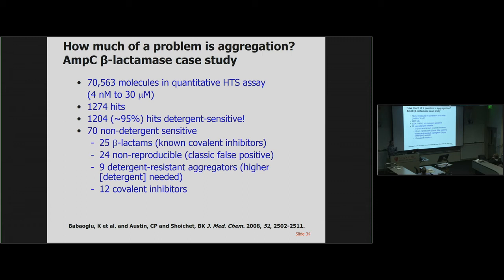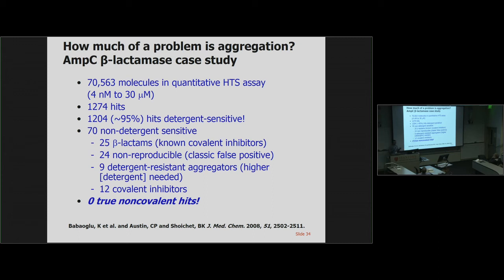24 just didn't reproduce at all. 9 were also aggregators, but had a little bit more sort of challenge identifying them. And a dozen were covalent inhibitors. There was not a single true non-covalent hit out of this entire screen of 70,000 molecules.